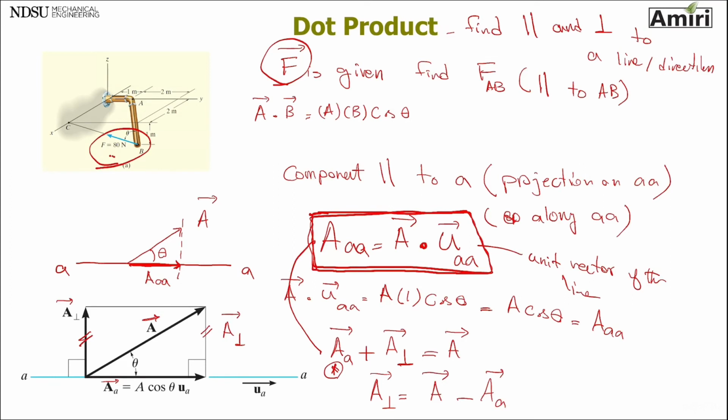So again, by applying unit vector, we can find a component, projection along a line or parallel to a line. In the next lecture, I will be using a lot of examples on applications of how to apply this and how to find either the angle between two vectors or use the parallel and perpendicular components.